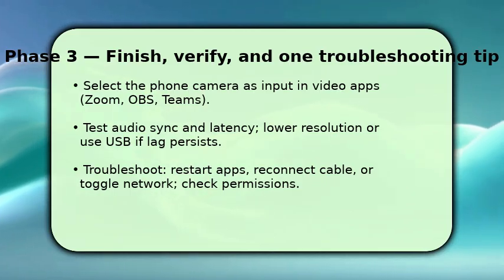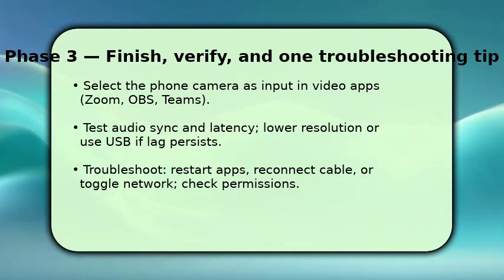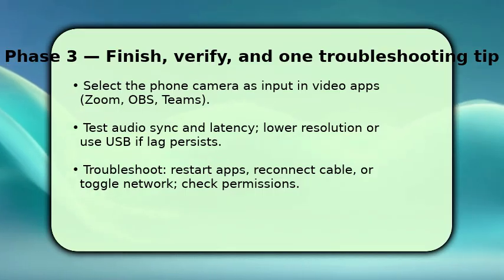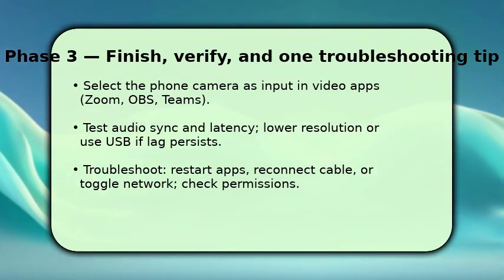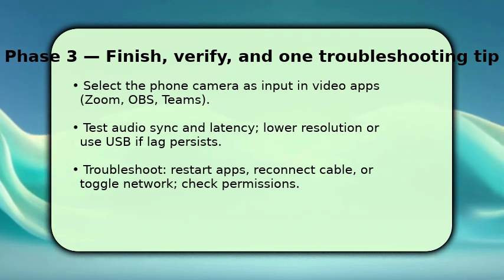If lag or dropouts happen, switch to USB for lower latency, reduce bitrate, or close background apps consuming bandwidth. If it still fails, restart both devices, reconnect the cable, or rejoin Wi-Fi, and verify camera and network permissions. This is the single troubleshooting path.